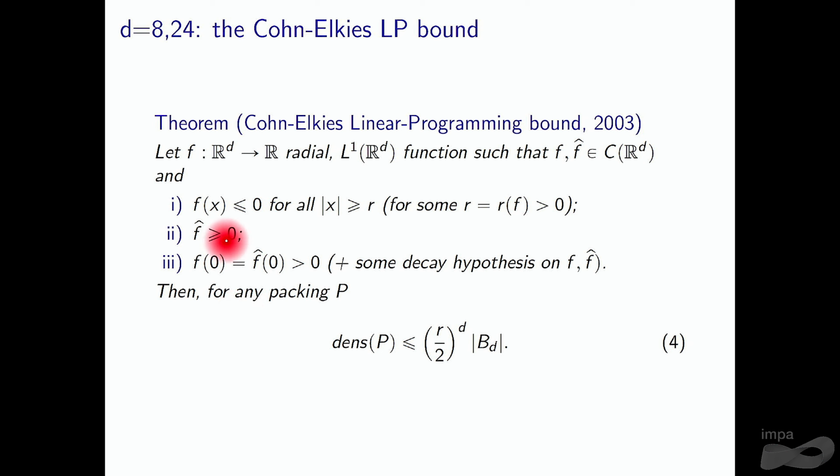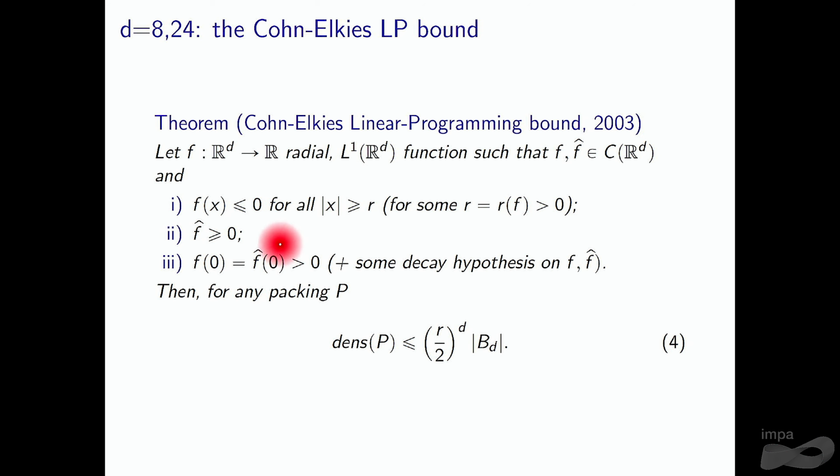But the important part, this is just normalization. The important part is that both these numbers are strictly positive, plus some decay hypothesis on your function and the Fourier transform in order to apply the Poisson summation formula. So pick a function satisfying these properties.